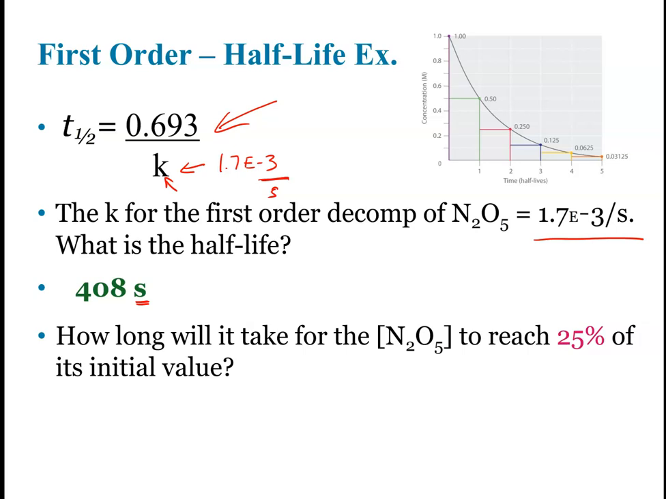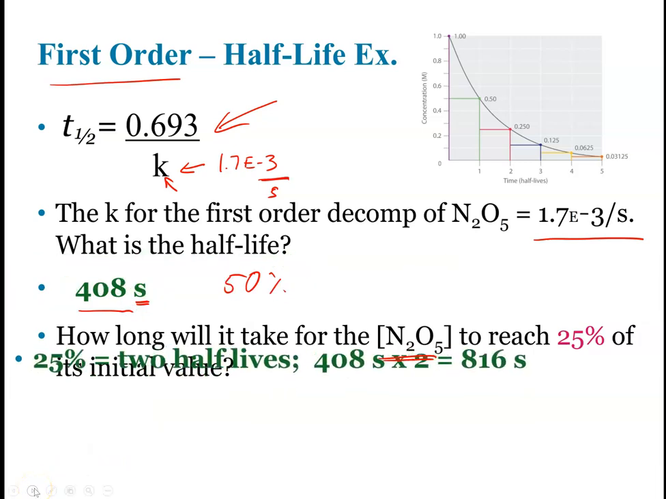Now, how long will it take for the concentration of N2O5 to reach 25%? It takes 408 seconds to get to 50%, that's half. So 25% is 2 half-lives. Because for a first-order reaction the half-life is constant, the amount of time it would take to go to 1/4 would be double this, because each half-life is 408 seconds.